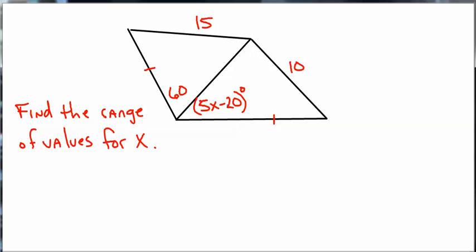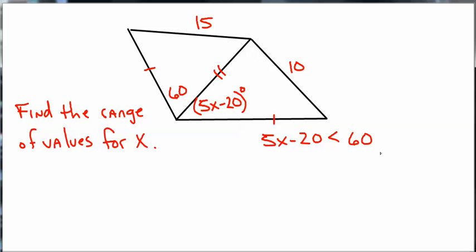Alright, what do you know about the 5x minus 20 and the 60? What's the relationship here? How do they relate to one another? Well, the sides opposite of the two aren't congruent, so the angles can't be congruent. But you've got two sides of one triangle congruent to two sides of another triangle. The included angles are not congruent because the sides opposite those aren't congruent. So what do you know about the 5x minus 20? How does it relate to the 60? It is less than the 60, isn't it?